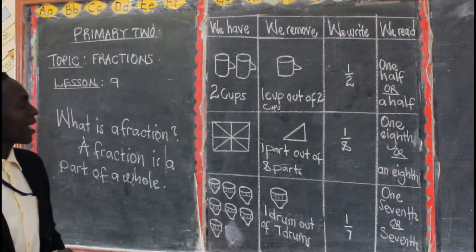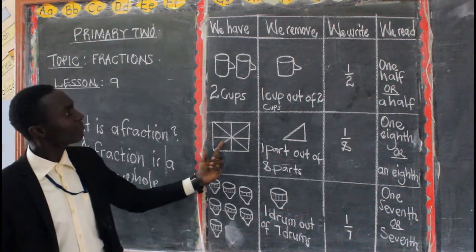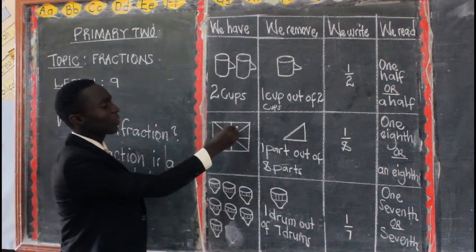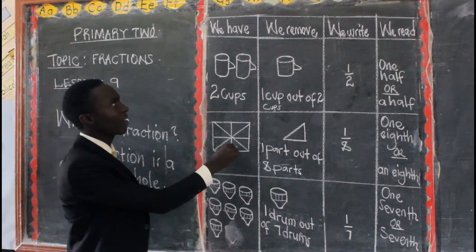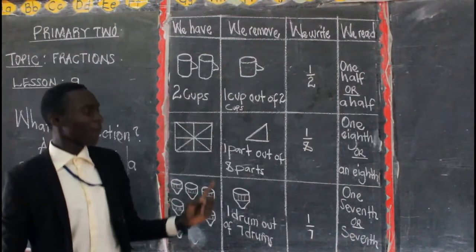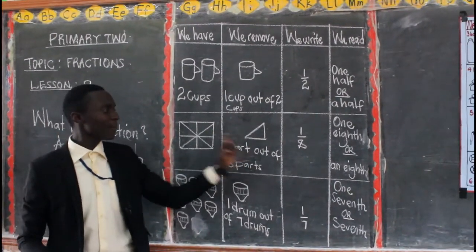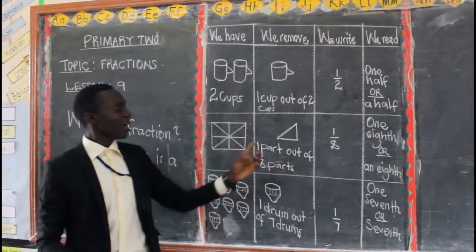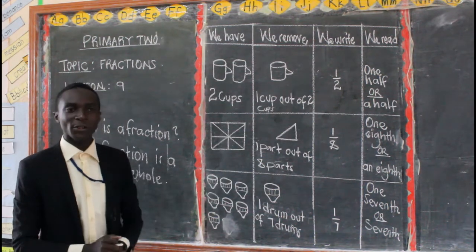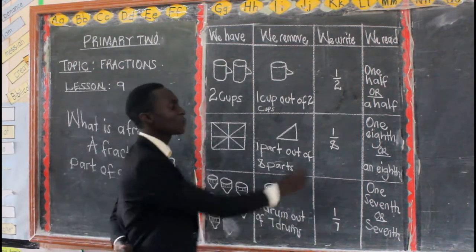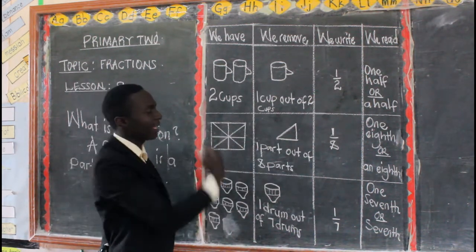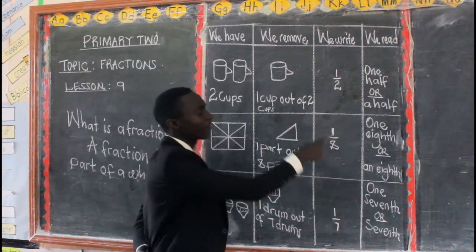There we go to another one. How many parts do we have here? Let's count. 1, 2, 3, 4, 5, 6, 7, 8. Here we have 8 parts. If you remove only one part out of these 8 parts, one part is removed out of the 8 parts. How do we write that fraction? We write one part that we have removed out of how many parts altogether? They are 8. So we say 1 out of 8.